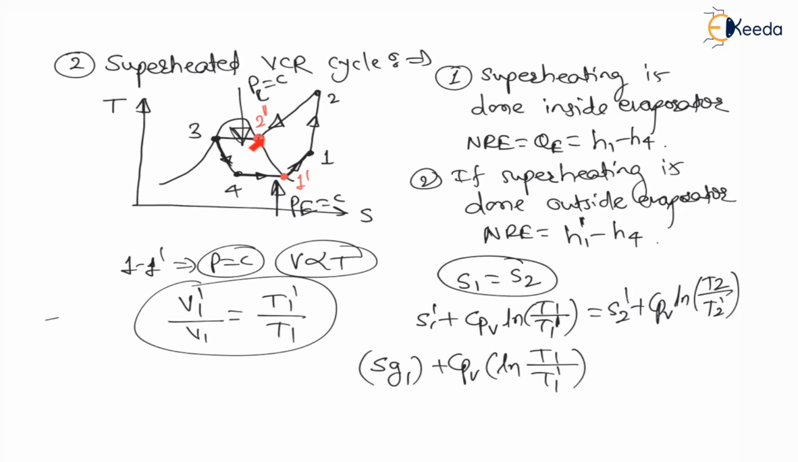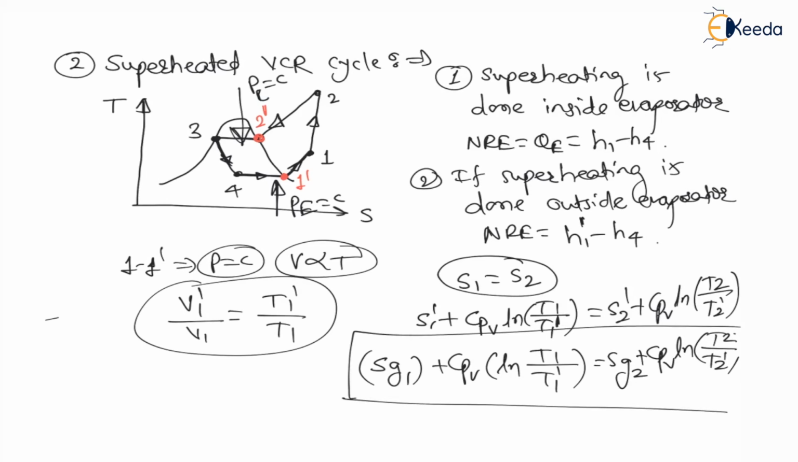Now S2 dash in this diagram, you can see S2 dash is Sg value at condenser pressure, therefore it is equal to Sg2 at condenser pressure plus Cp of vapor ln of T2 divided by T2 dash. This is how we can find whatever may be the unknown parameter here, right? Now let us find enthalpies at various points.